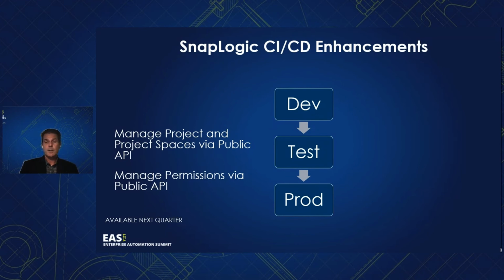are specific around being able to do things like project and project space management via public APIs. That allows us to be able to move the assets, create the necessary structure underneath, and then also manage those permissions via public APIs. So this is the first step in there, and we will continue down this path into more automated testing in a follow-on release.